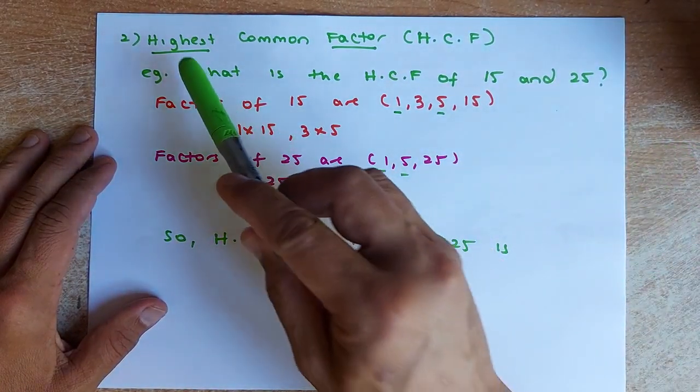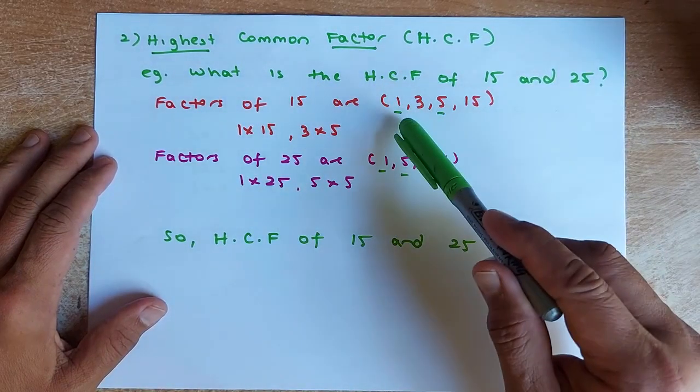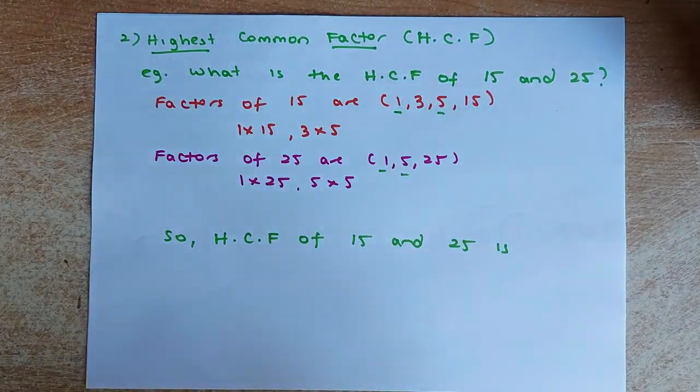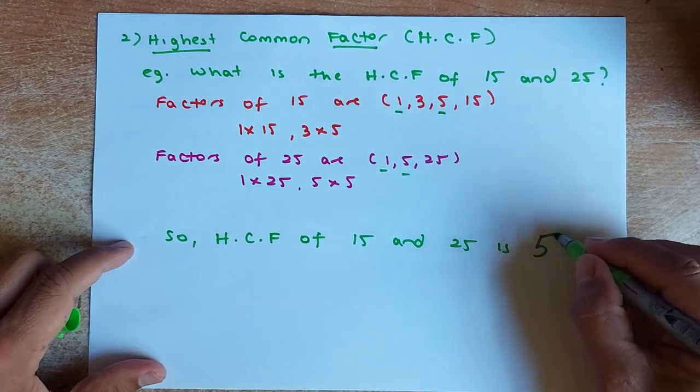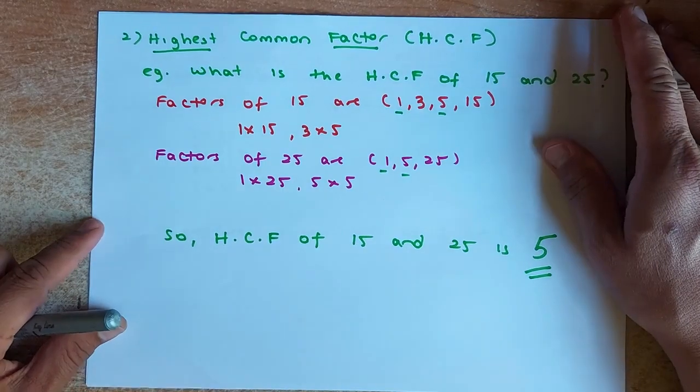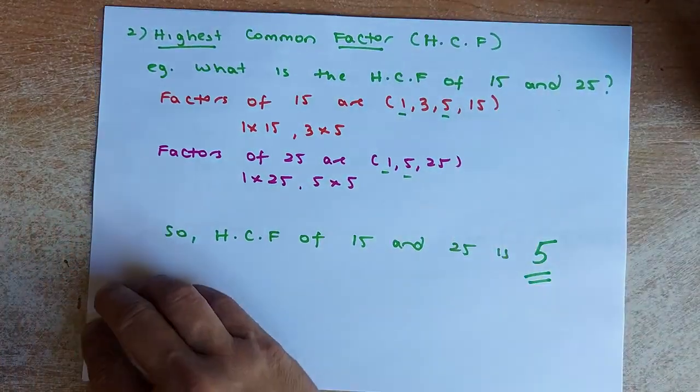So the idea is the highest common factor. The common factors are 1 and 5. So the highest number that's common is 5. So the answer is going to be 5. And that is how you calculate highest common factor. Okay, we shall proceed now.